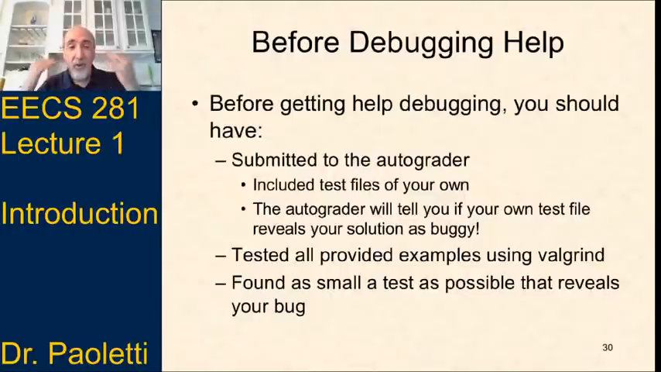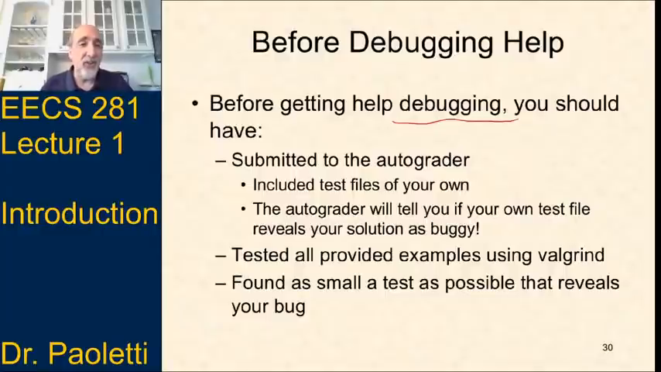Before you ask for help, if you want to ask for help on, hey, I don't understand the spec, great. Come in and ask us questions about the project spec. But if you've got questions about why your code is not working, you should be doing these first. When you're asking for debugging help, like why does my program not get the right answer, you should be submitting to the autograder, including test files of your own.